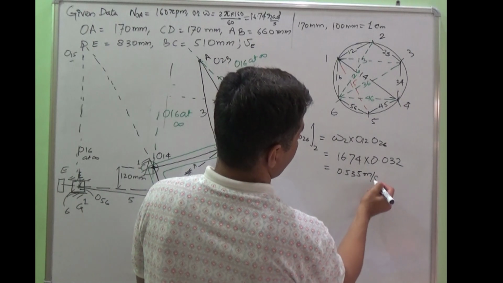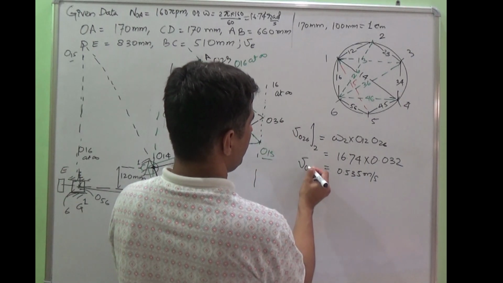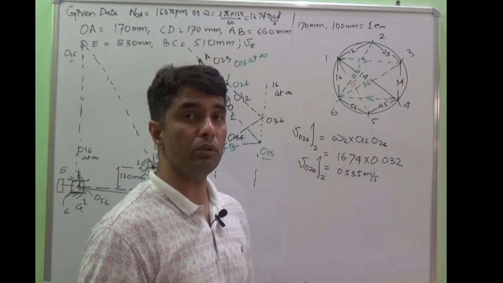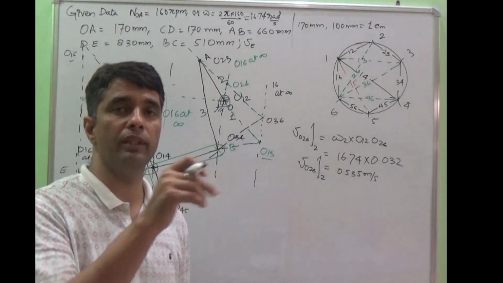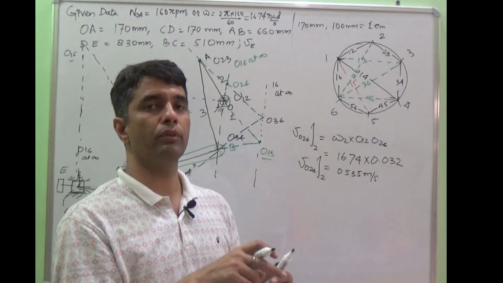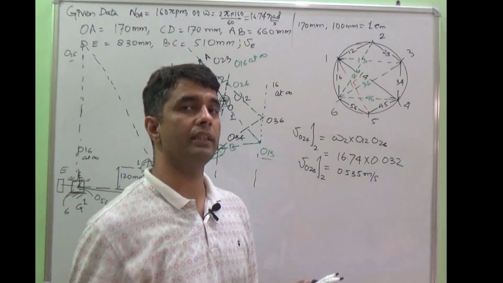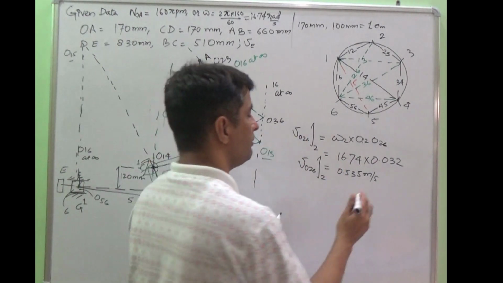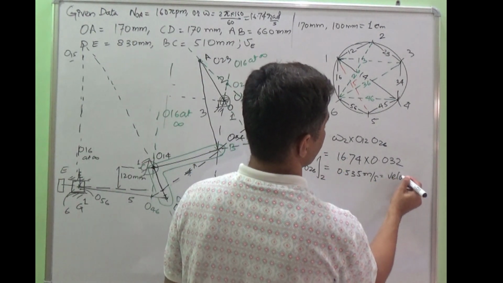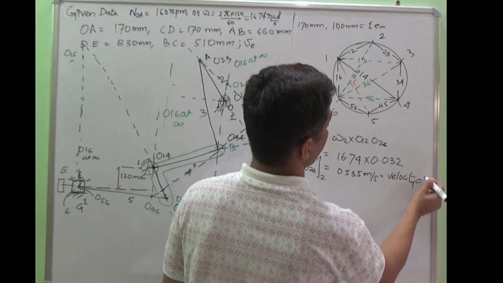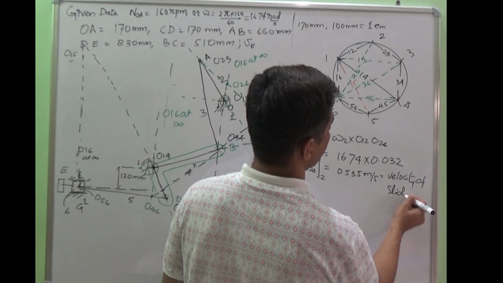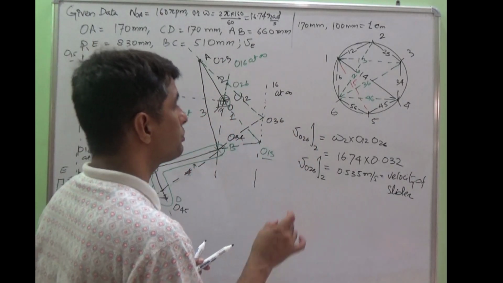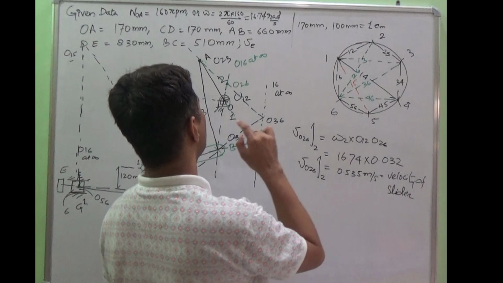So this velocity is representing nothing but the velocity of point E, since O26 is a common point on link 2 and 6. So the velocity of O26 will be the same for link 2 as well as link 6. So if we assume this point on link 6, this will give the velocity of the slider. Right? So this will give the velocity of the slider. This is a very important conclusion. You need to understand this. Therefore, we are so much interested in finding O26.